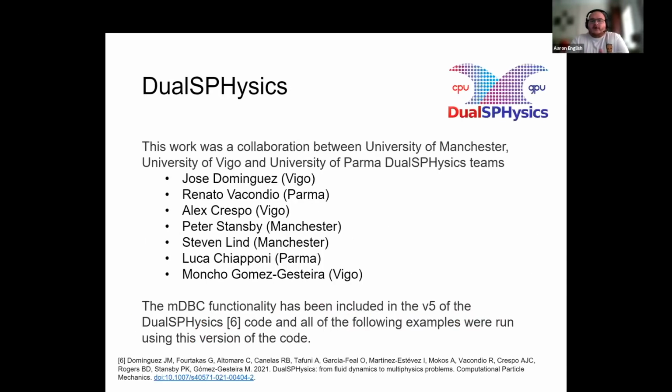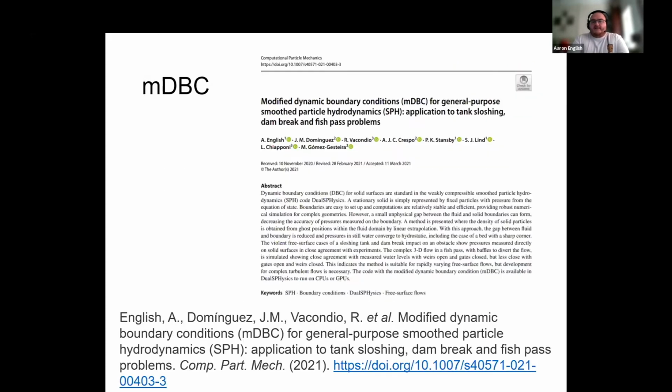So this work, I'm just pointing out now, was a bit of a collaboration between Manchester and the University of Vigo and Parma with the Joules physics teams. And through this, mDBC has now been included in the latest release, so version 5 of Joules physics. A lot of the examples we're going to show you now are included in the code as examples there. If anybody would like to see any more information about mDBC or the results, have a look at our paper, which was published not long ago.